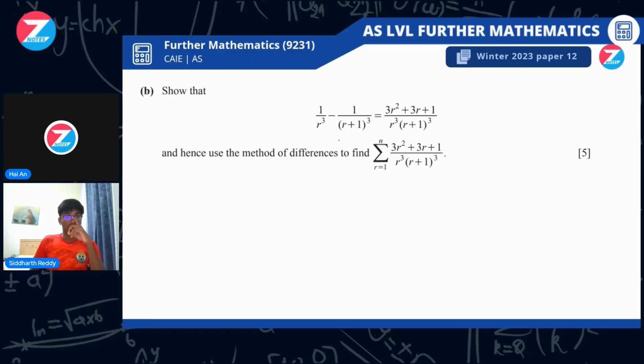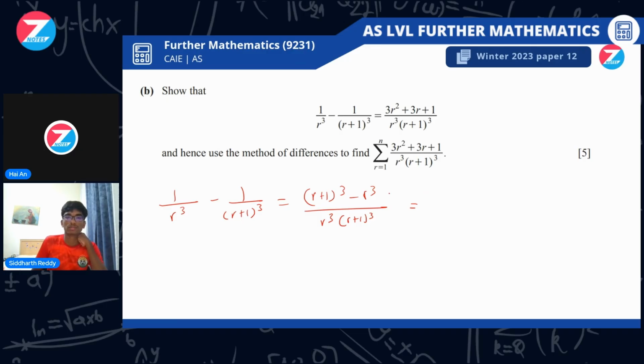Show that 1 by r cube minus 1 by r plus 1 whole cube is equal to 3r squared plus 3r plus 1 by r cube into r plus 1 whole cube, and use the method of differences to find out this sum. So let's do that. So 1 by r cube minus 1 by r plus 1 cube. So just take the LCM. We get r plus 1 cube minus r cube divided by r cube into r plus 1 cube.